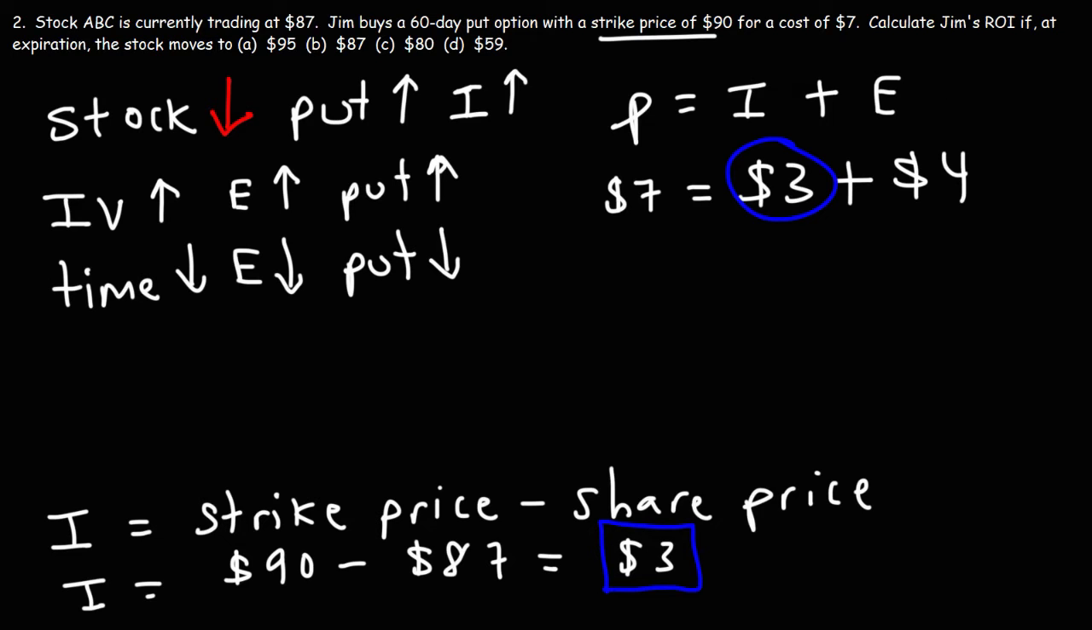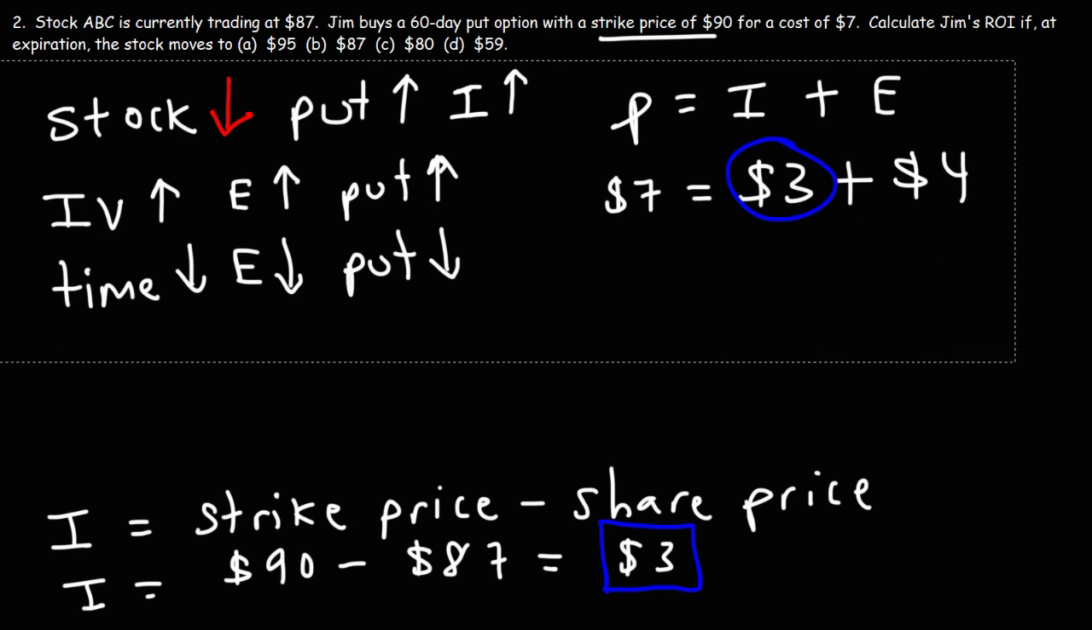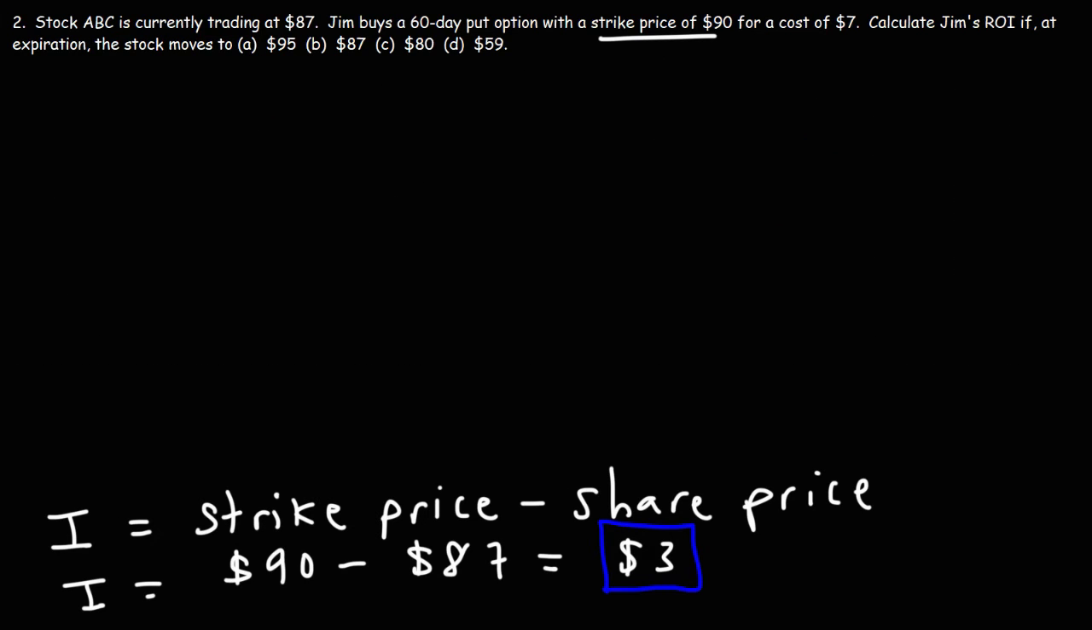Now that we understand that, let's move on to this problem. Let's calculate Jim's ROI if at expiration the stock moves to these 4 different prices. Afterward, we'll create a profit loss diagram to show you the profitability of the long put option strategy and any risks involved with the strategy as well. Right now, Jim paid $7 for the put option. One put option contract controls 100 shares, so he is spending $700. Thus, his trading account will decrease by that amount.